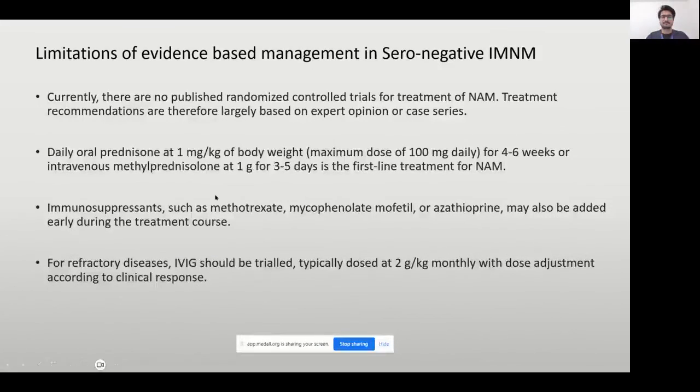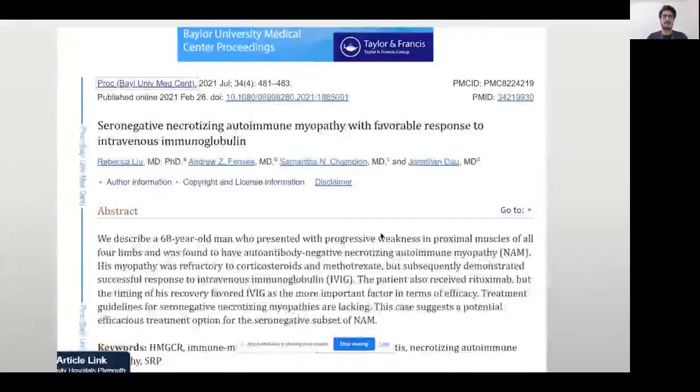Currently there are no randomized trials for treatment of necrotizing autoimmune myopathy, and the treatment recommendations are therefore largely based on expert opinion. Some people say that oral prednisolone, 1 milligram per kg, for 4 to 6 weeks, or IV methylprednisolone, 1 gram for 3 to 5 days, is the first line for NM. Immunosuppressants such as methotrexate, mycophenolate, and azathioprine can be added during the course of treatment. For refractory disease, IVIG can be trialed, but there are no clinical guidelines for seronegative immune-mediated necrotizing myopathy.